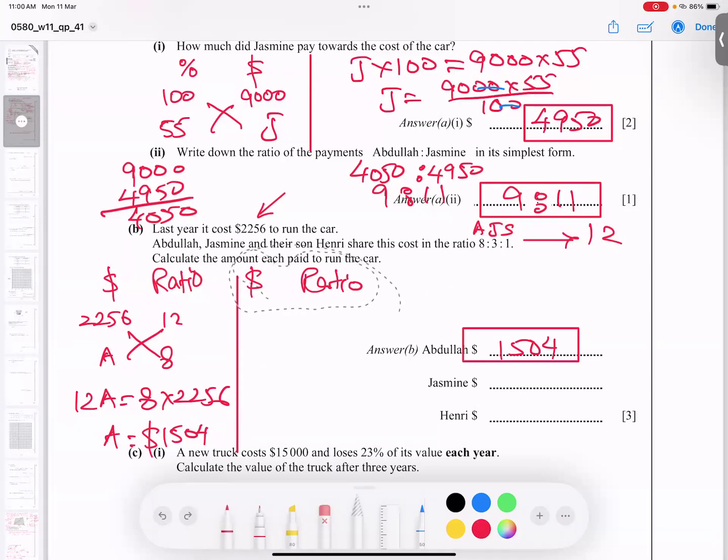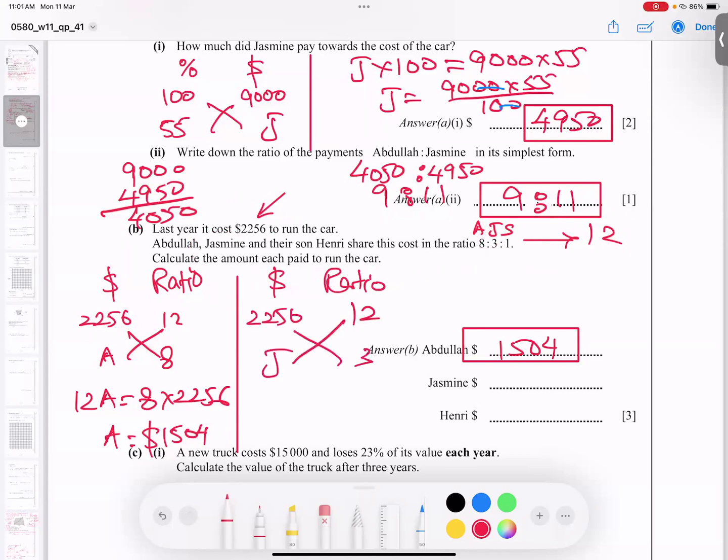I'm writing here: total money, total ratio, right in front of each other, 2256 and 12. I'm looking for Jasmine, whose ratio is 3, so I write 3, and J for Jasmine, cross multiply. So 3 times this and J times 12. And I believe you got my point. 12 times J equals 3 times 2250.